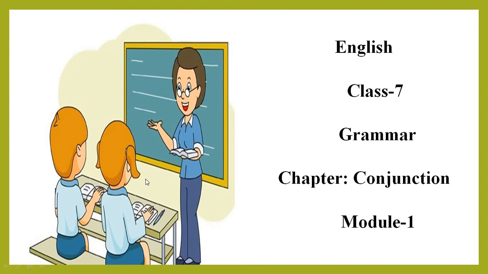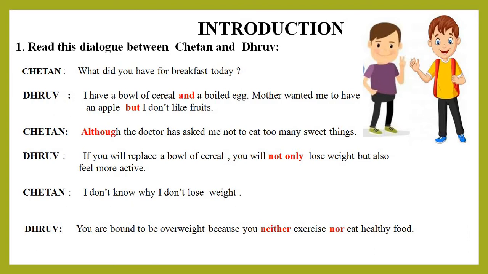So let's see. Here is a dialogue between two people, Chetan and Dhruv. Dear student, read this dialogue. You find here that there are some words in red color. You are to observe these words very carefully, as here "and" is joining two parts of a sentence. First part, I have a bowl of cereal, and second part of the sentence, a boiled egg.